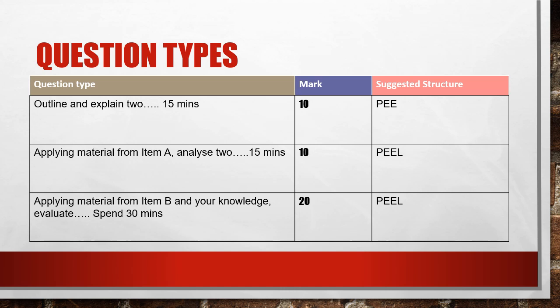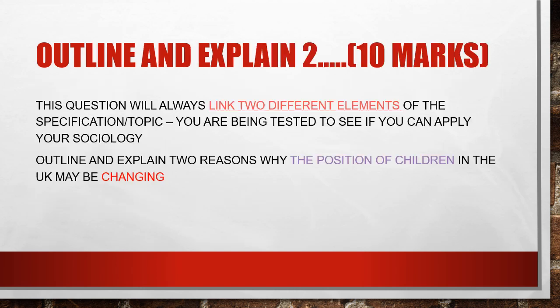So let's have a look at outline and explain. This question will always link two different elements of the topic or specification. So you are being tested on your ability to apply your sociology here. So let's have a quick look at this family question. Outline and explain 2 reasons why the position of children in the UK may be changing.